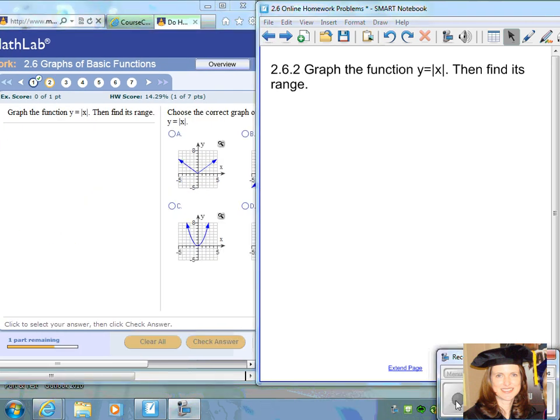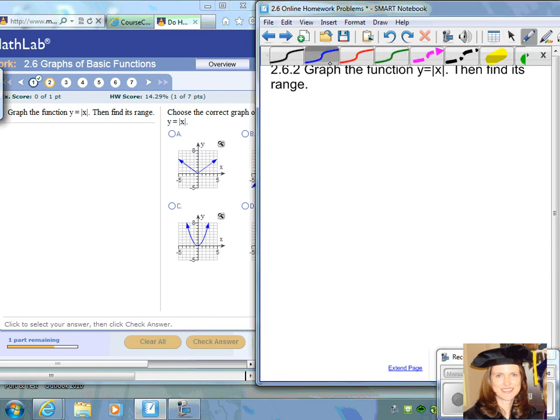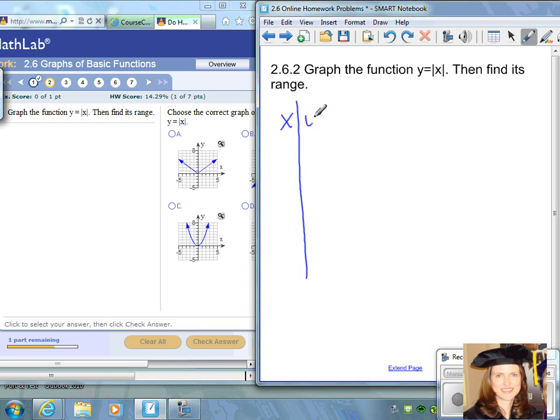Question number 2 asks us to graph the function y, which is equal to the absolute value of x, and then find its range. Well, we can again make a table of values of x and y, where y is the same thing as absolute value of x. Plug in a few negative values, say -3, -2, -1, 0, 1, 2, and 3.